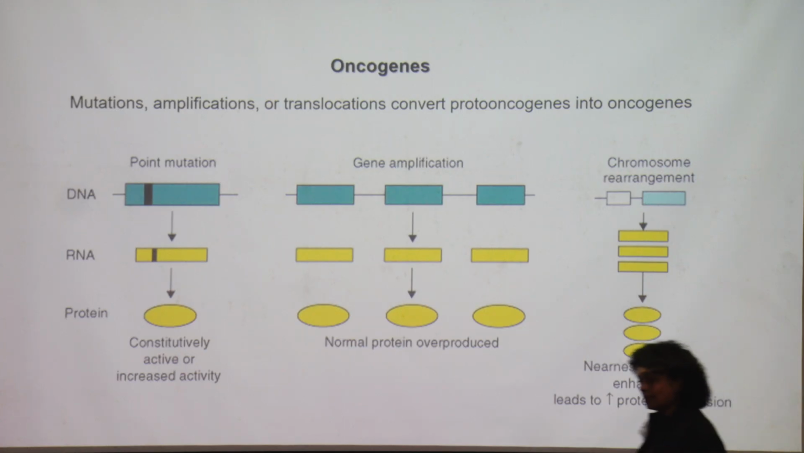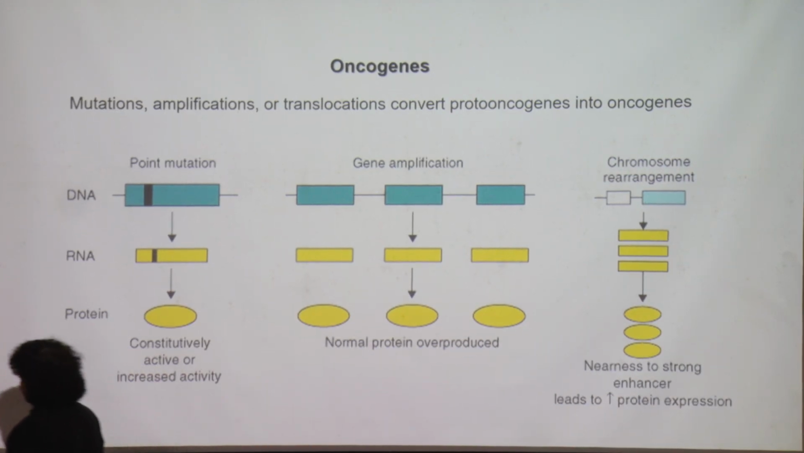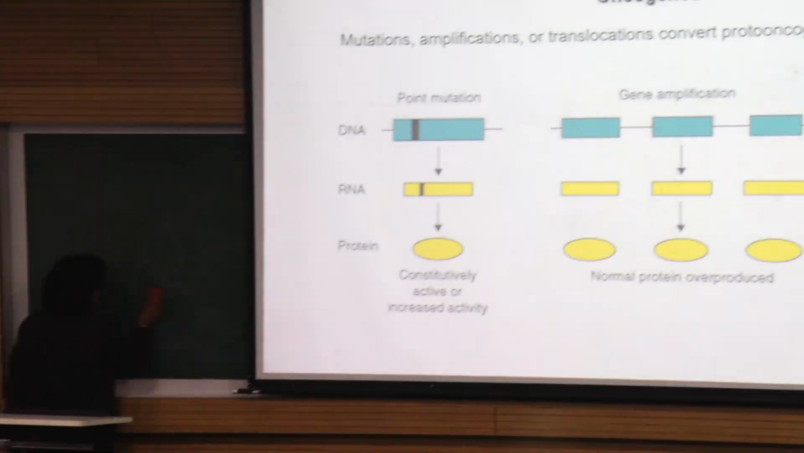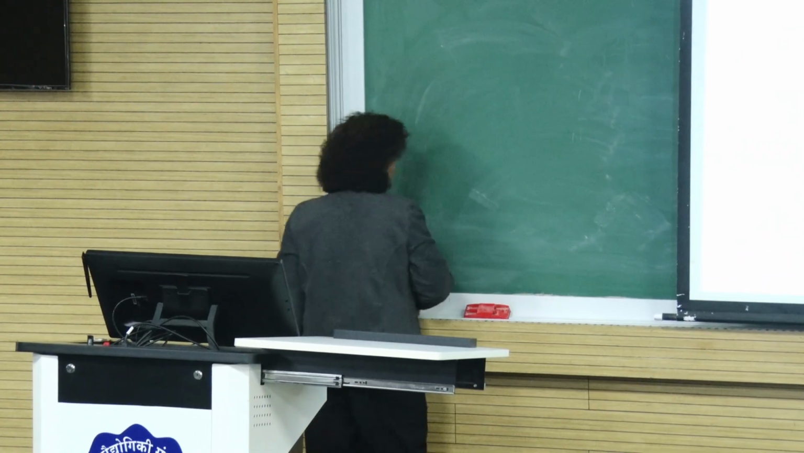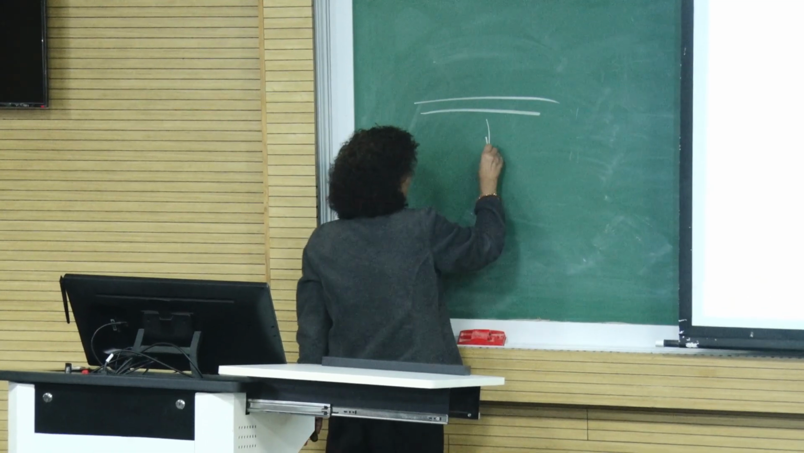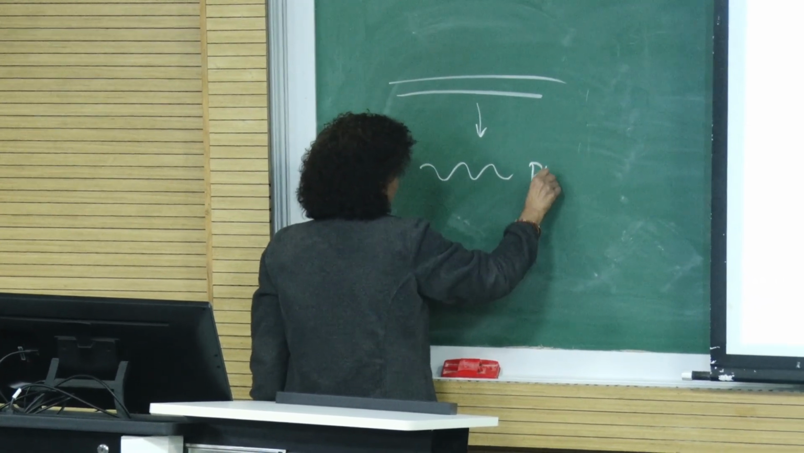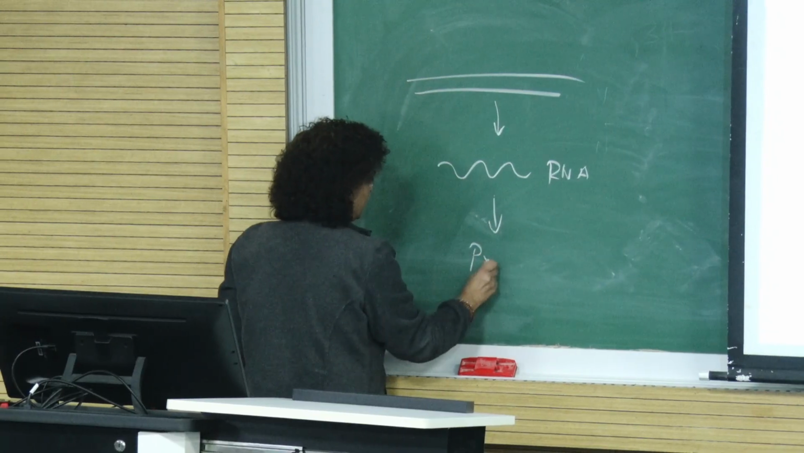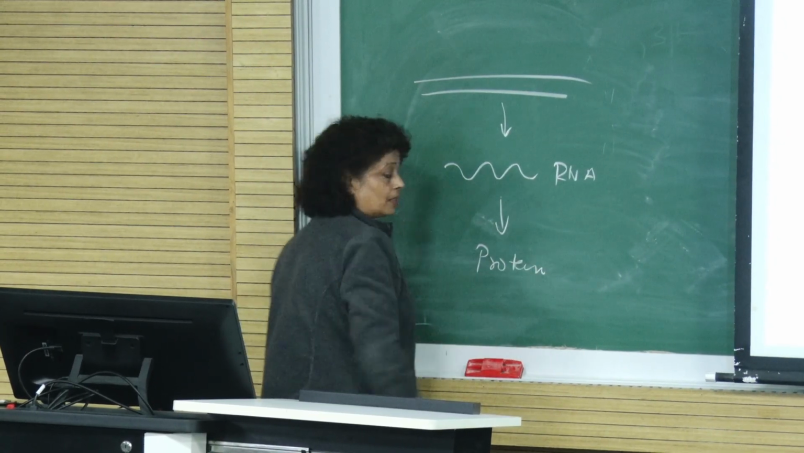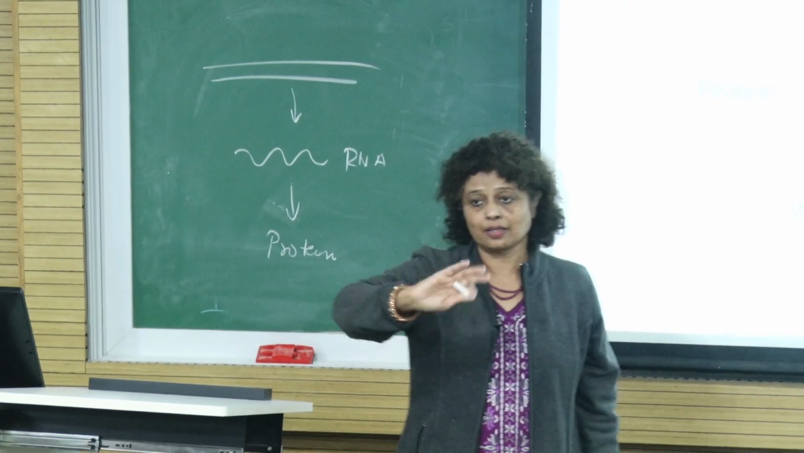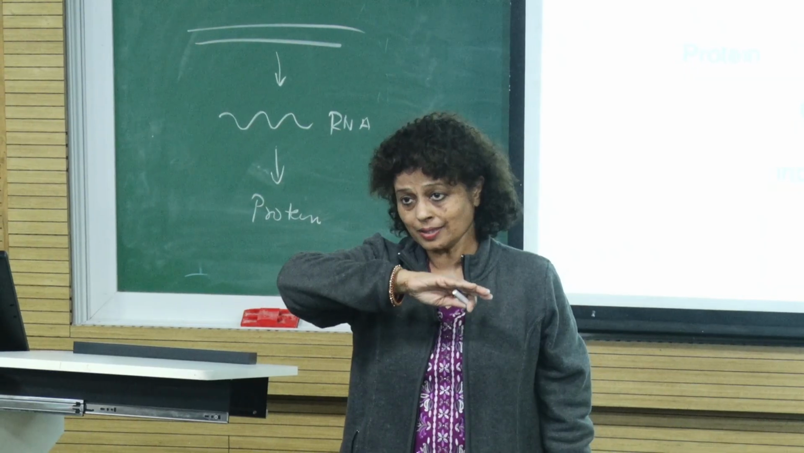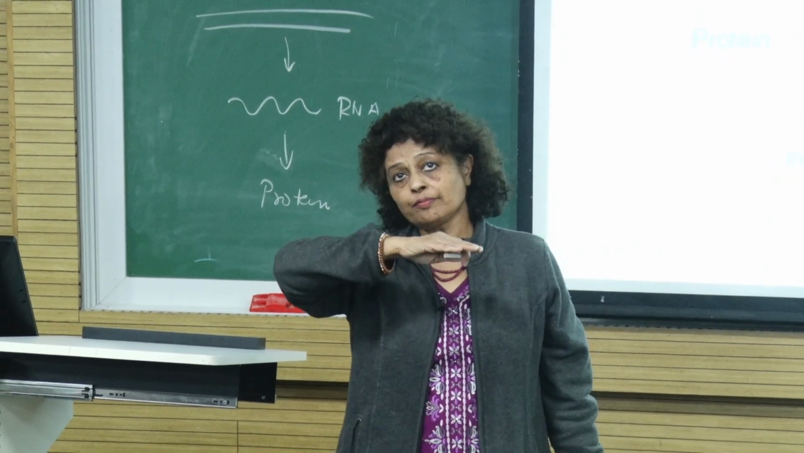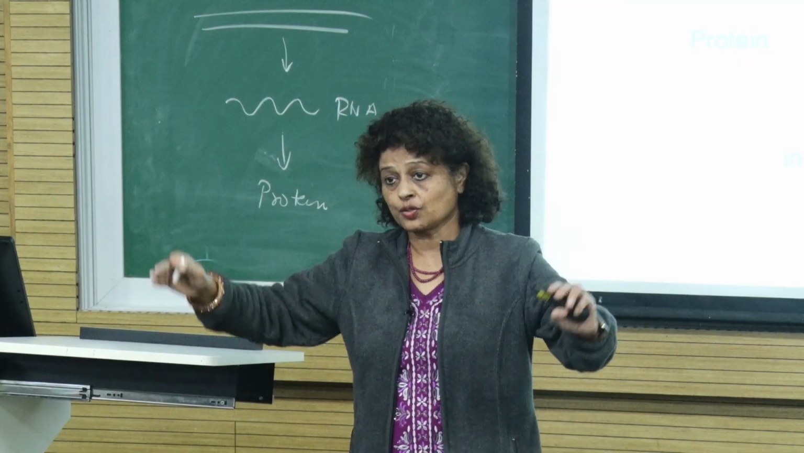So let me give you a quick crash course in biology here. DNA makes RNA, RNA makes protein, right? All of you know that part. So this is DNA. DNA makes RNA, and RNA makes protein. So we have 3 billion base pairs in humans, and people used to think that only 5% of that makes proteins.